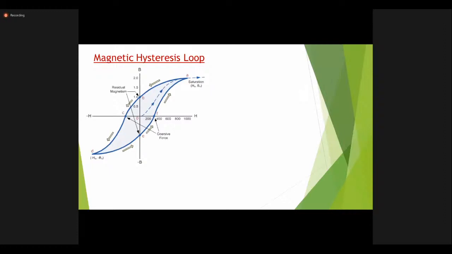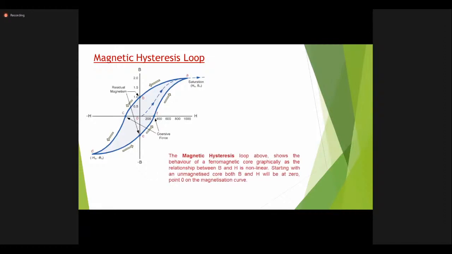So initially the material is non-magnetized. Now if I increase the magnetic field, what will happen? The magnetization of the material will go up to the point A. I'm increasing the magnetic field, but according to the hysteresis or ferromagnetic property, it will not be linear. It will increase non-linearly. From O, it goes up to the point A.